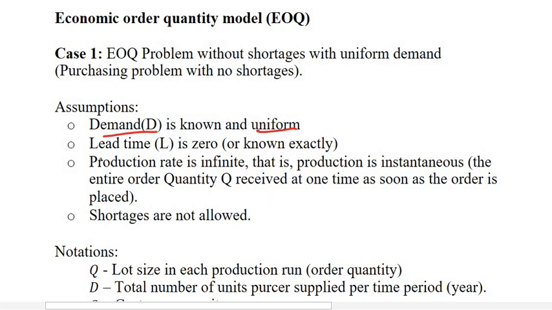And lead time is 0. We know that the lead time is the time between the placing of the order and the receiving of the order. If the lead time is 0, it means whenever you place an order, at that time itself we receive the order. The production rate is infinite. That is, there is no disturbance in the production. It's going on smoothly and shortages are not allowed. These are all the assumptions of our economic order quantity model.